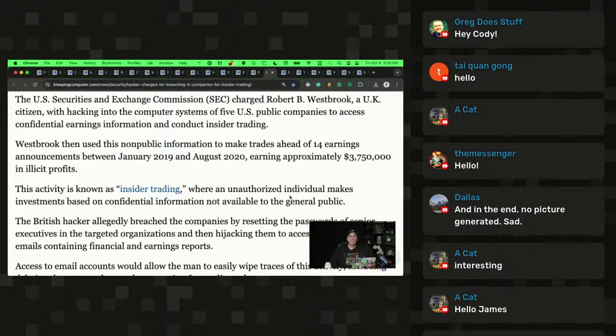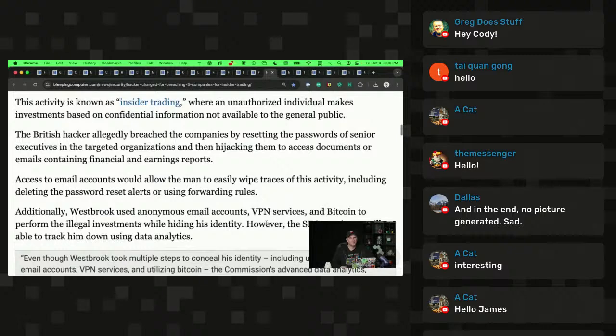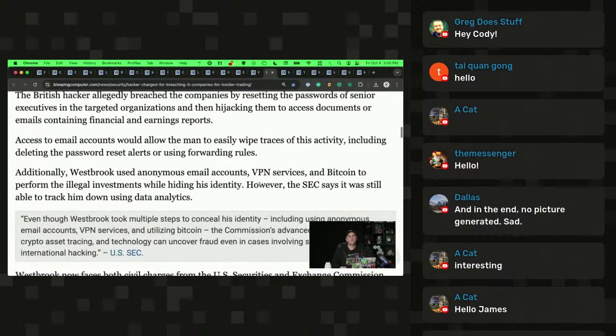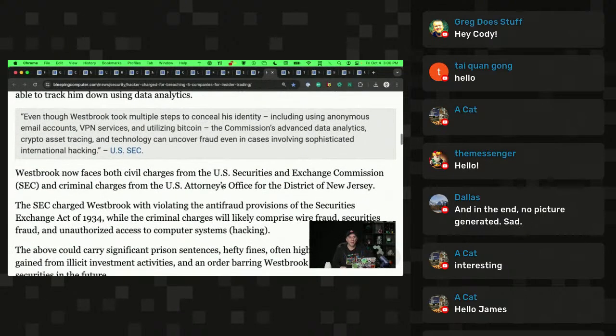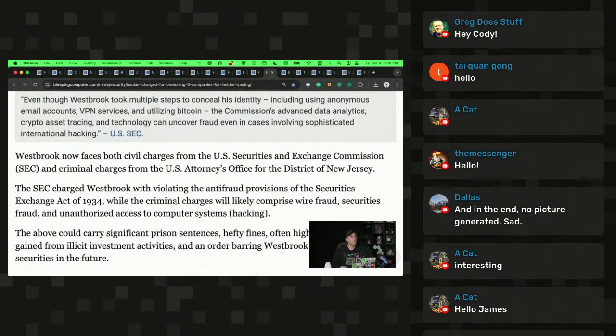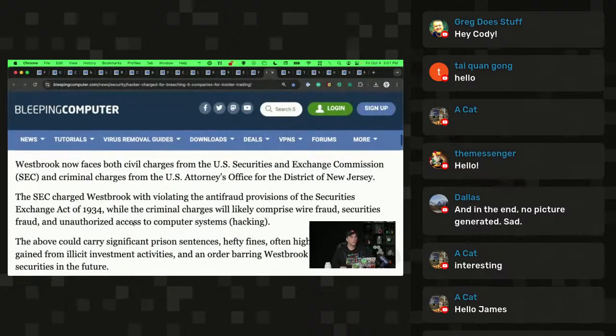So in spite of trying to anonymize this and make it so that they were traded under a different name, he still slipped up and was able to be detected via, I think it said, analytics. It was not very specific about how they were able to do this, but the SEC charged him with violating the anti-fraud provisions of the Securities Exchange Act, which is a very Martha Stewart offense.